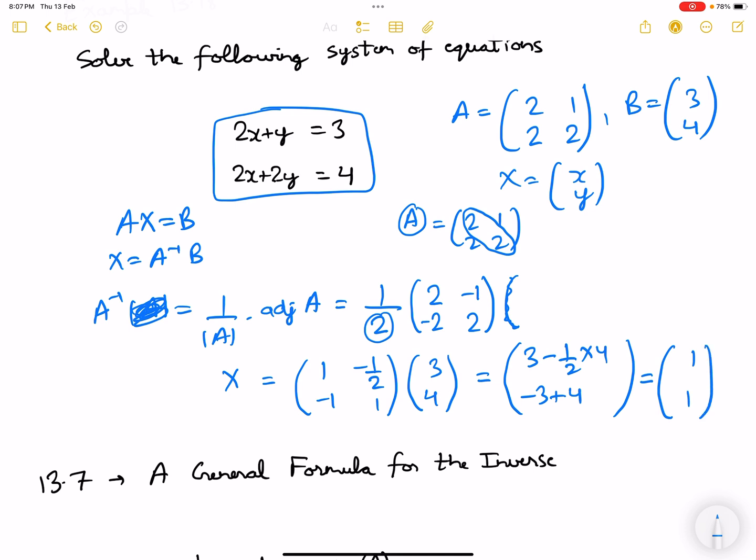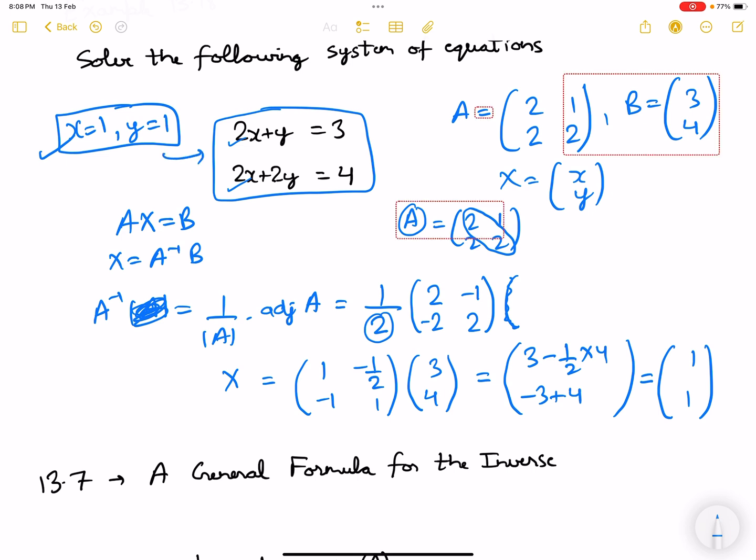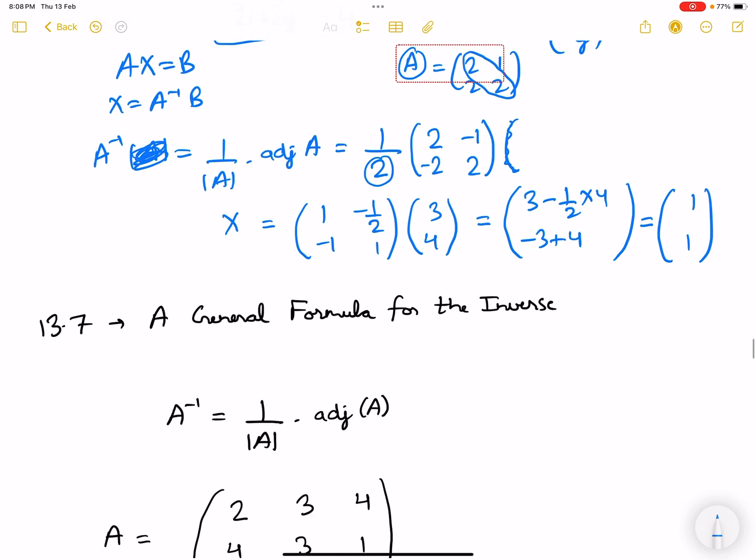So if you substitute it, you will get it. So x is coming out to be 1 and y is coming out to be 1. You can just put them in this equation as well to check whether the solution is correct or not. Okay.